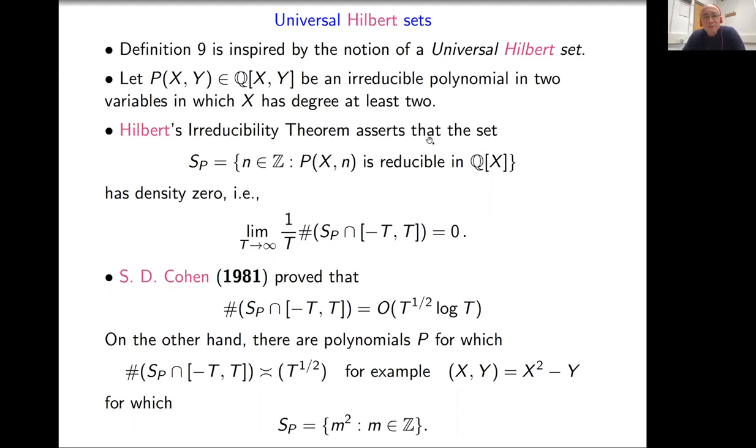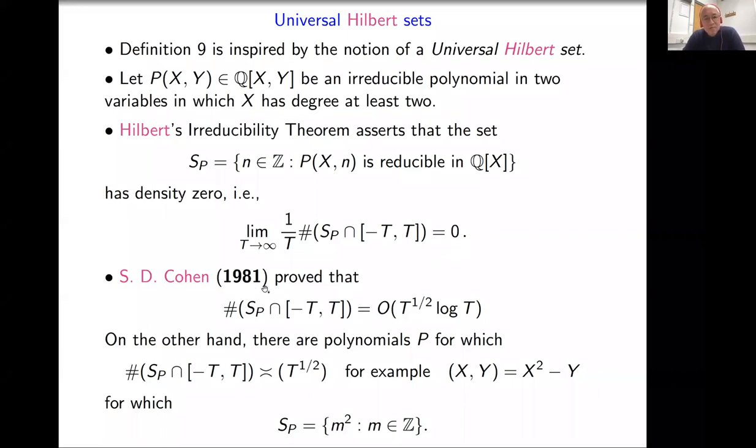And what can you say about the irreducibility of it? So Hilbert's irreducibility theorem asserts that the set of integers n for which P of X and n is reducible is of density zero. So for most integers that you stick in here, the polynomial in one variable x is going to keep the property of being irreducible. So most in the sense of measure or density. So the number of those n's of absolute value at most t, if I divide that number by t and I make t go to infinity, then this limit is zero.